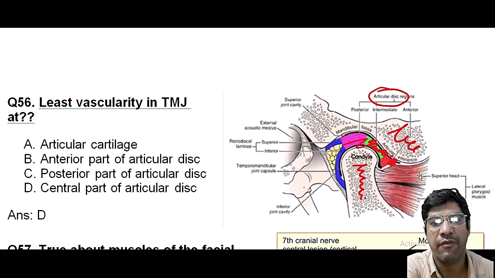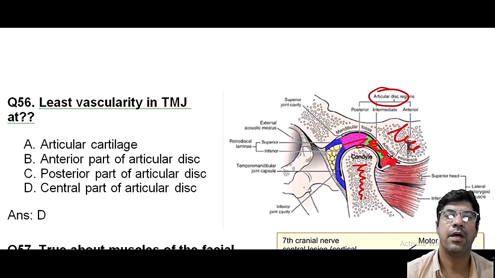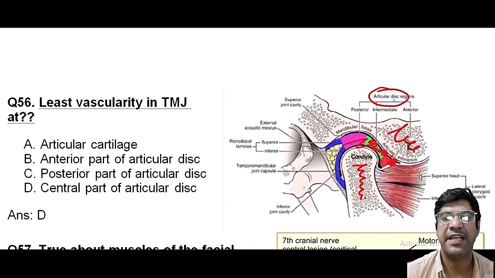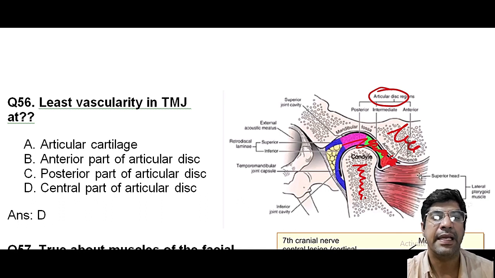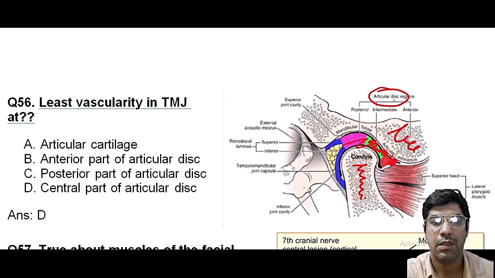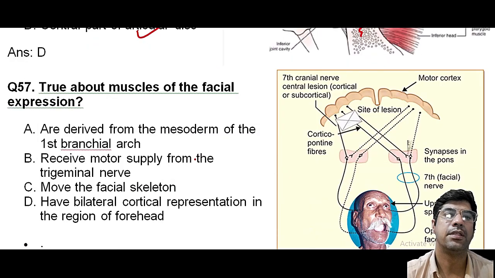So when you use your jaw to eat, talk, or even yawn, this cushion will help you to move the TMJ very smoothly. But because the middle part does not have many blood vessels, it's not great at healing. So if there is any chance of injury, it's like having a weak spot in your armor. So mark answer D as your choice.